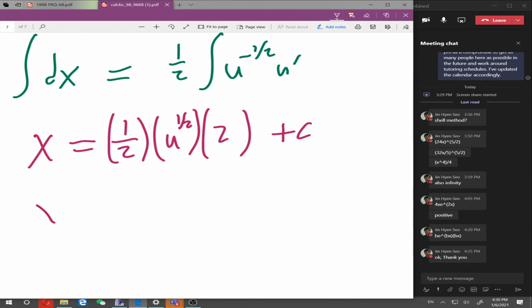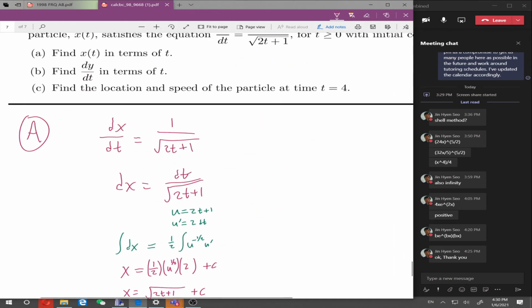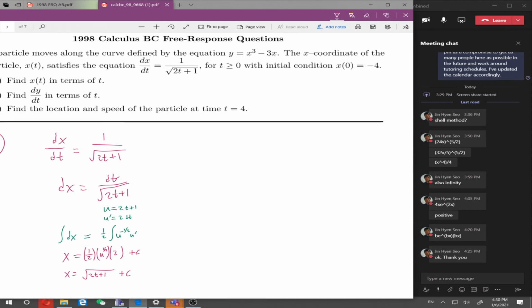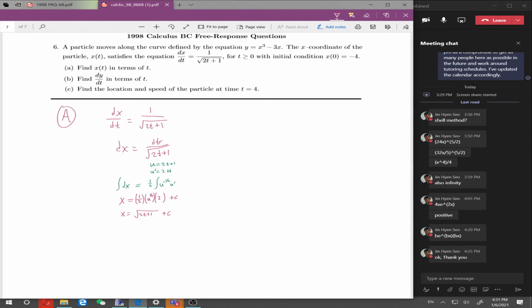Okay, so that leaves me with x is equal to u to the 1/2 power, or the square root of u plus c, where u is equal to 2t plus 1. So this is the square root of 2t plus 1 plus c. Okay, now we can go and look at our initial condition. When t is 0, x is negative 4. So we'll use that in order to solve for our c, and then we'll have an equation for x.